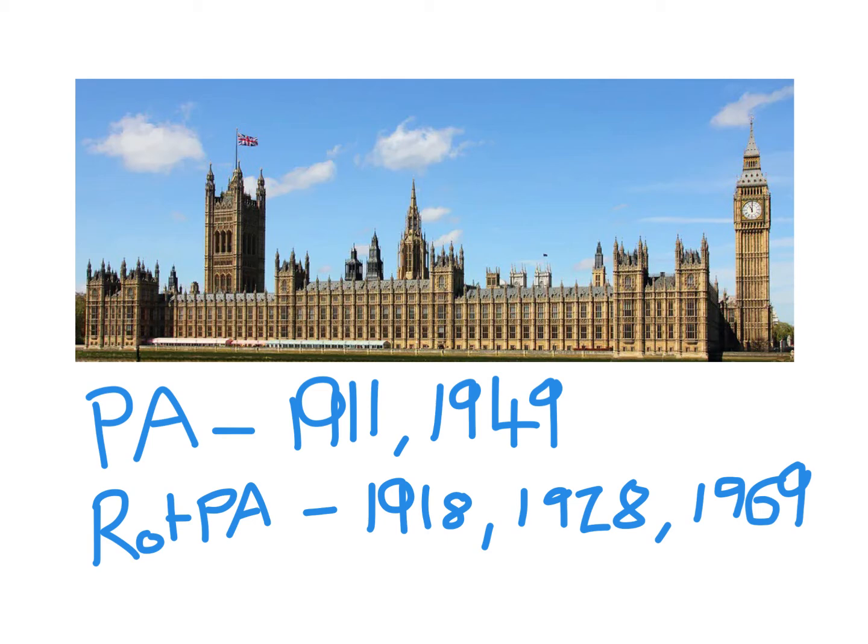Then we've got the Representation of the People Act, and there were many versions of this passed. In 1918, we see the first time that women are granted the right to vote, married women with property over the age of 30. In 1928, we get equal suffrage, where women and men over the age of 21 have the right to vote. The key difference between those two acts is men over the age of 21 were granted the right to vote in 1918, but a woman had to be married, meet property qualifications, and be over the age of 30. So we get equal suffrage between the sexes in 1928. And then in 1969, the voting age is lowered from 21 to 18.